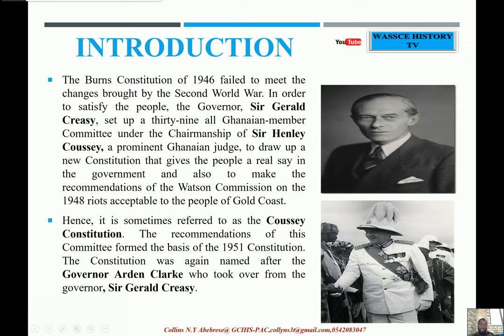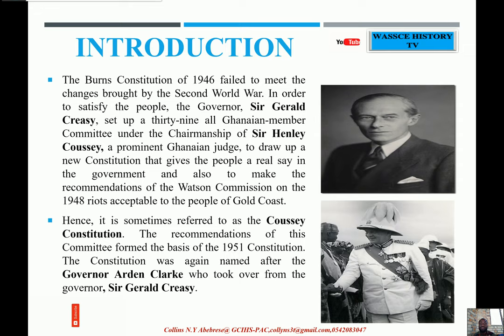Because the Watson Commission, as we have already said, was asking for greater participation in the constitution, or asking for self-determination, and it had failed. Of course, Sir Gerard Creasy decided to set up a 39-member committee to do this. Hence, it is referred to as the Coussey Constitution.